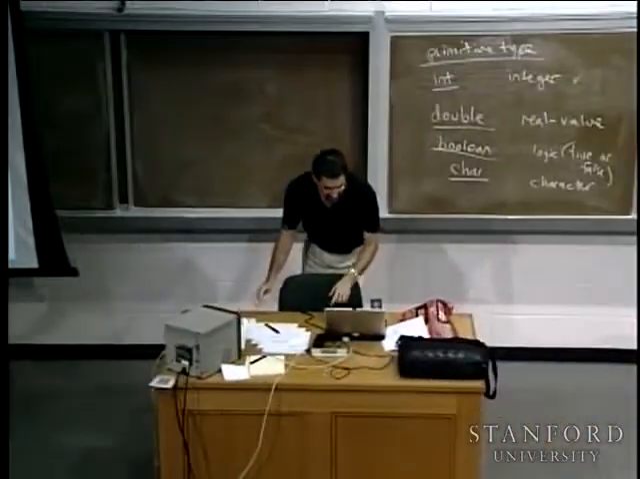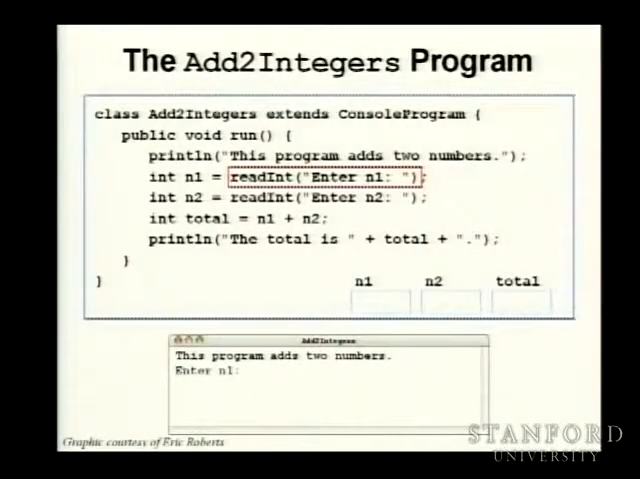So here's the box for n1. We execute this statement. It's going to print enter n1 on the screen. It's going to ask us for a value. Let's say we type in the value 17, and it sticks that 17. So this expression over here evaluates to 17. It sticks 17 in the box for n1. Goes to the next line.